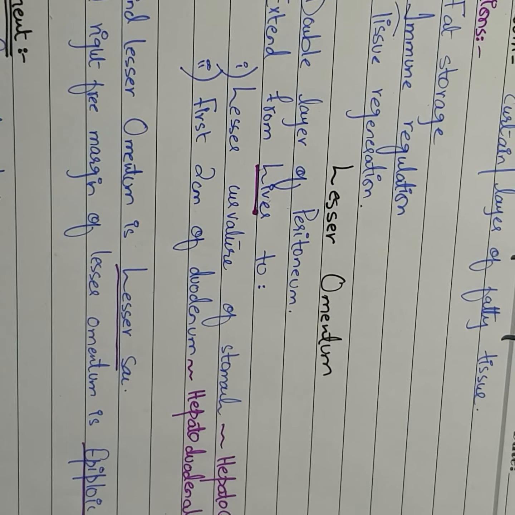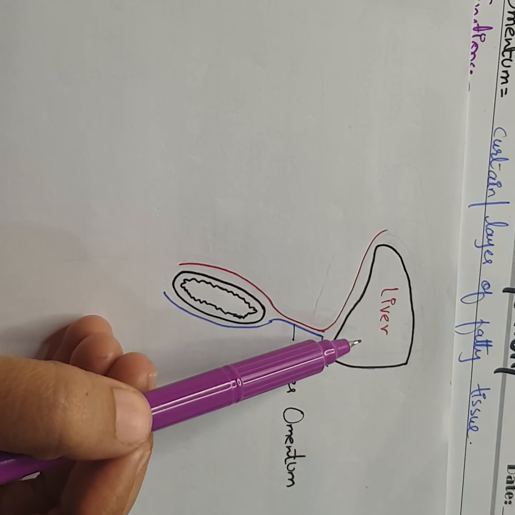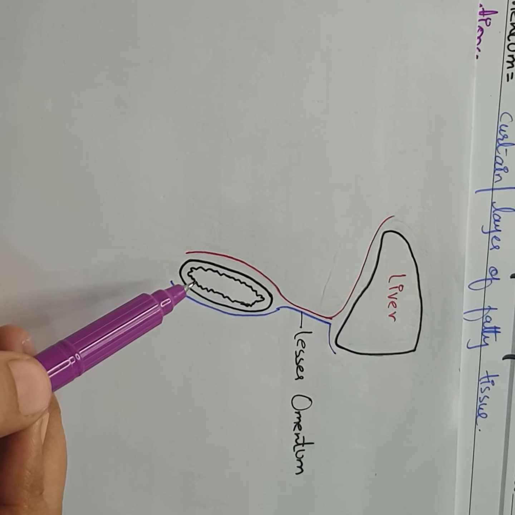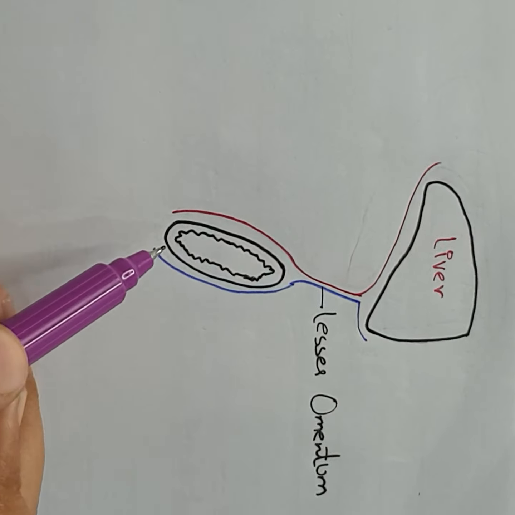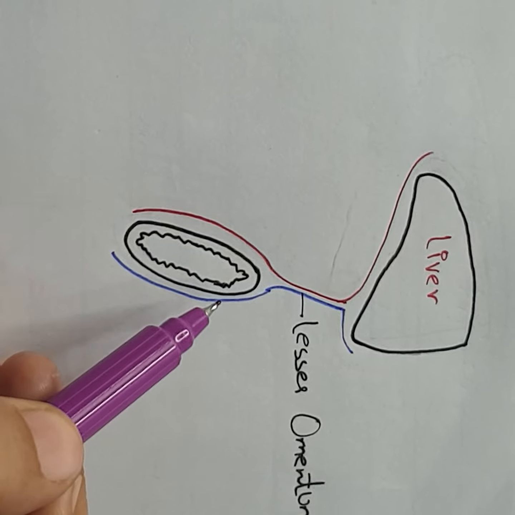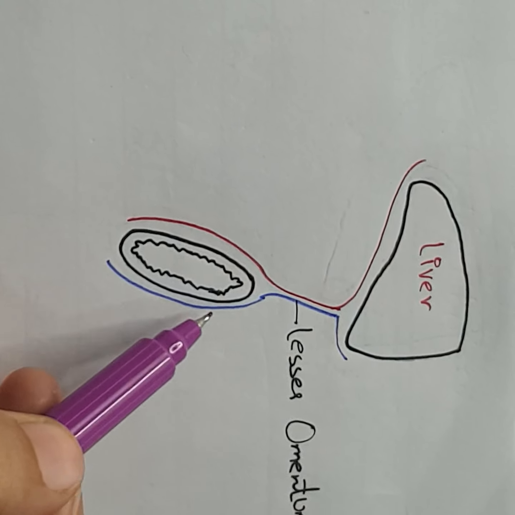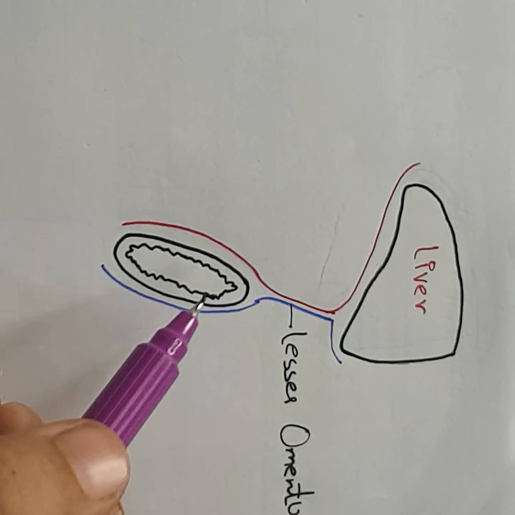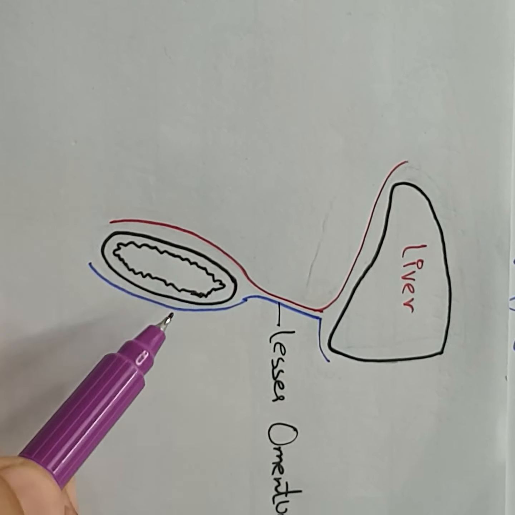Okay, now look here in this diagram. This I have drawn to you is the liver and this is the stomach. This is the lesser curvature of stomach. This is the greater curvature of stomach. This is the anterior surface of stomach and that is the posterior surface of stomach. Both the anterior surface and the posterior surface of stomach are covered by peritoneum, which I have drawn in red and blue color. The anterior surface is also covered by peritoneum. The posterior surface is also covered by peritoneum.